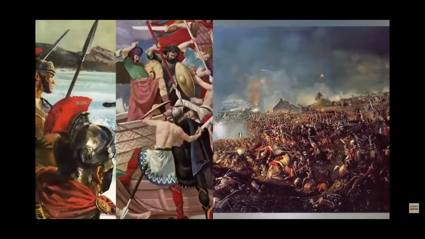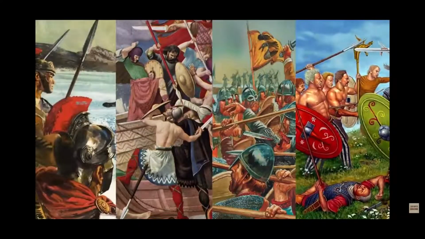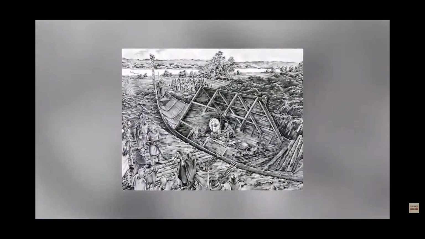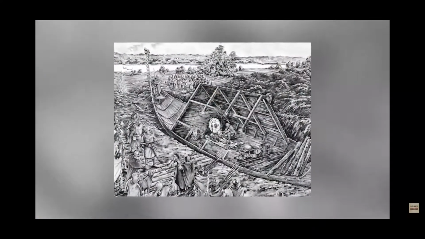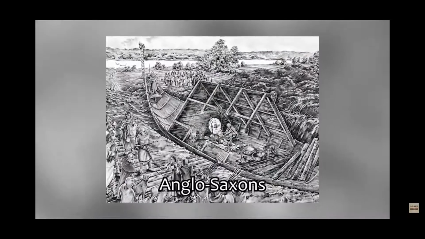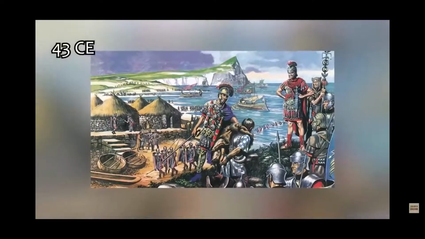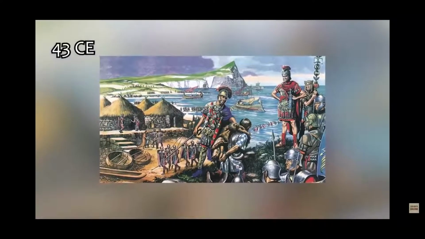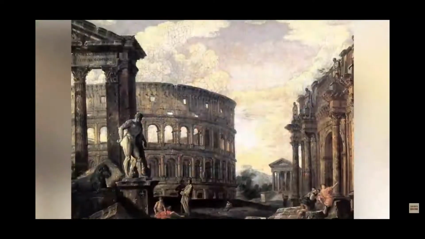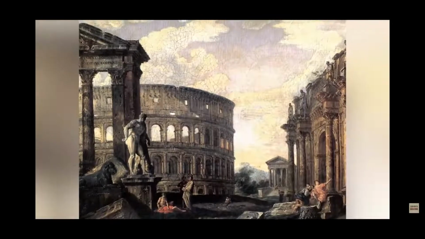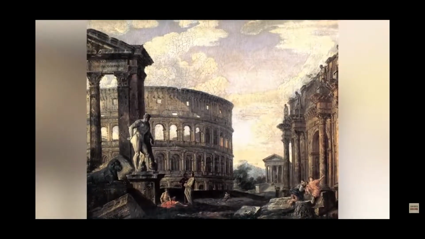The Romans, Vikings, Britons, and Celts all vied for control of England, as did a loose group of tribes from Central Europe who became collectively known as the Anglo-Saxons. Beginning about 43 CE, the Romans lay claim to most of the British Isles, except for Scotland. But by the late 3rd century and into the early 4th century, the Roman Empire was in decline.